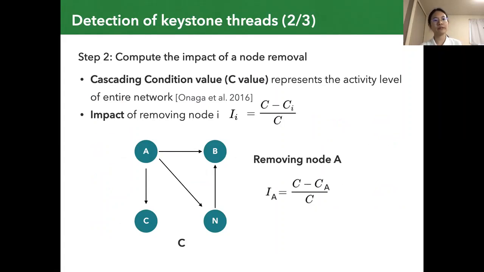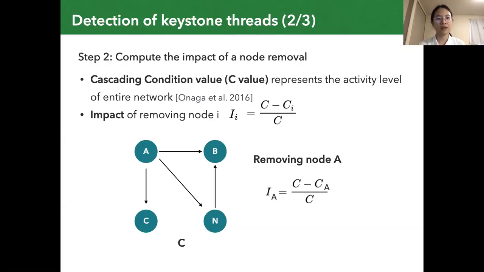Step 2, we compute the impact of each node when it is removed by using cascading condition value, or C value. This value represents the activity level of the entire network by using magnitudes of influence derived from MHP.